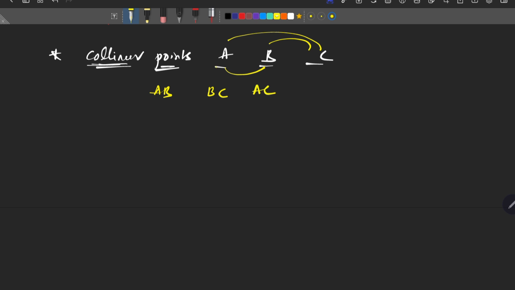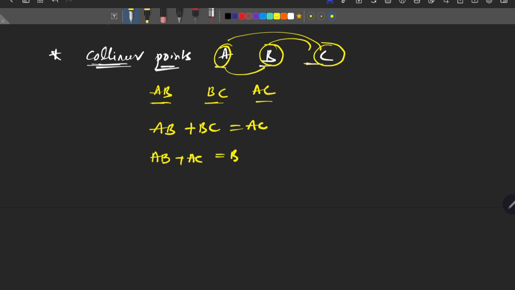Here you have to make sure that A, B, C are irrespective of order. A can be any point in the given data, and B and C are also any points in the given data. So we take the three possibilities again. The sum of two sides AB plus BC equals AC, otherwise AB plus AC equals BC, otherwise BC plus AC equals AB. If the sum of any two different sides is equal to the third side, they are collinear points. If not, they are not collinear points.